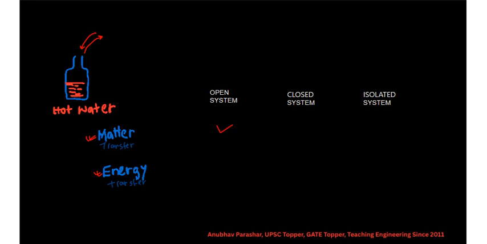Now, if you touch the bottle, what will you feel? Even if you don't know whether the water inside the bottle is hot or cold, by touching the bottle, you'll get to know. You'll feel the heat of the water inside, isn't it? What is happening? Energy is getting transferred from the water inside to your hands. It means energy transfer is also taking place. So such a system where energy transfer is possible, and mass transfer is also possible, is known as an open system.